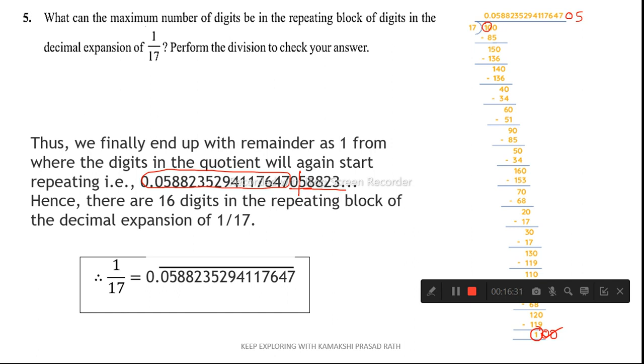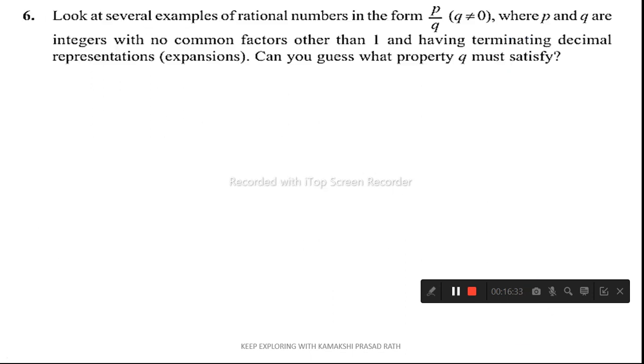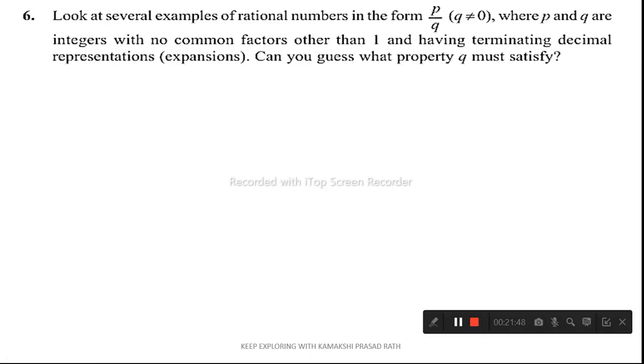Now consider rational numbers in the form p by q, where p and q are integers with no common factors other than 1 and having a terminating decimal representation. Can you guess what property q must satisfy? For this, let us take three rational numbers. For the first one, 3 by 25.